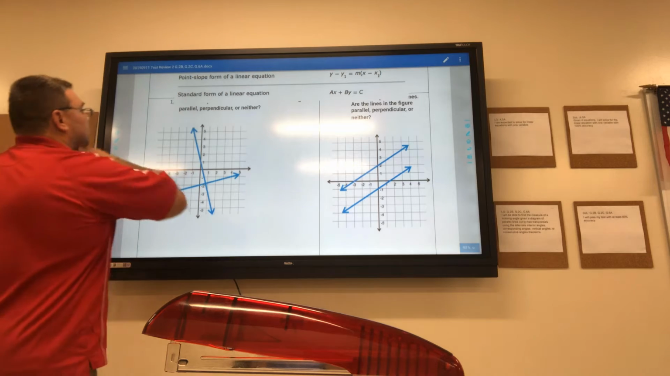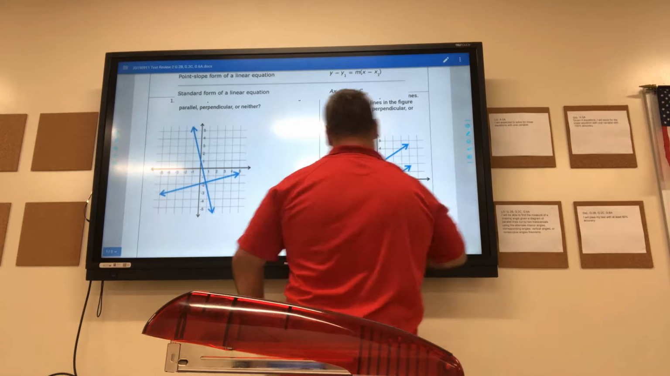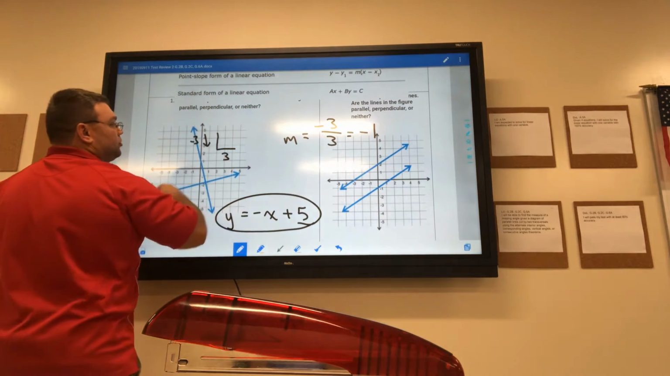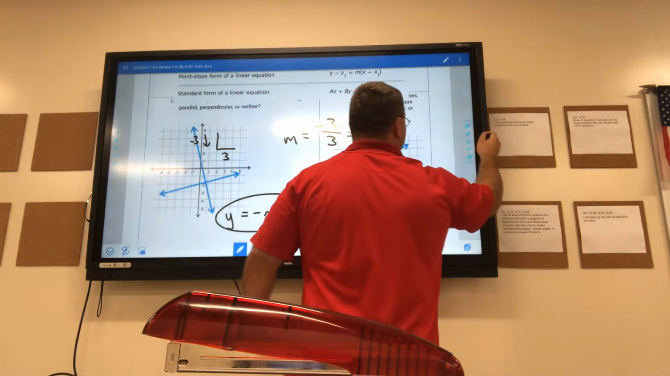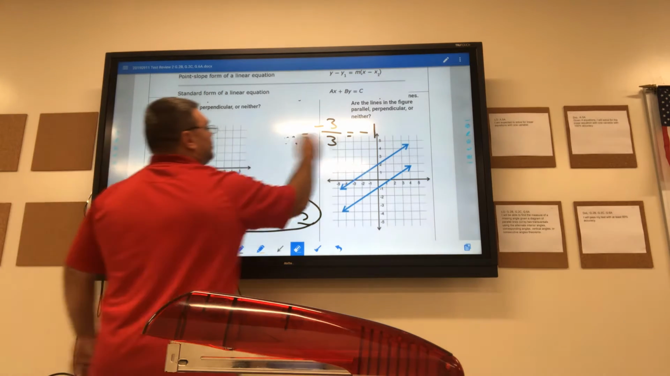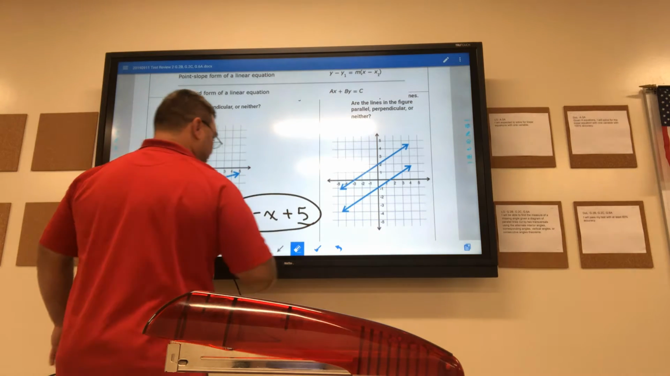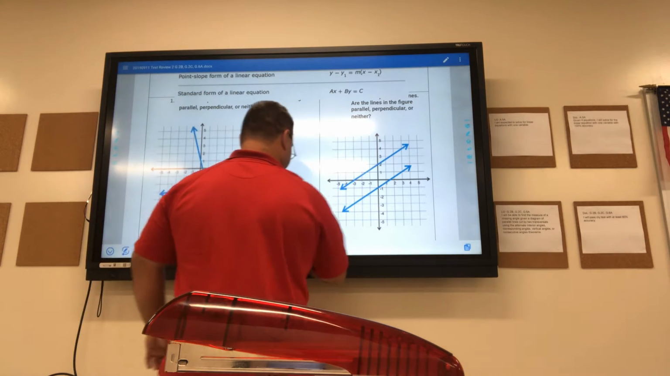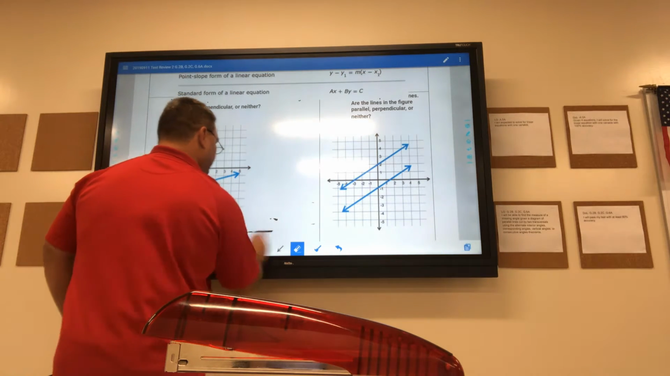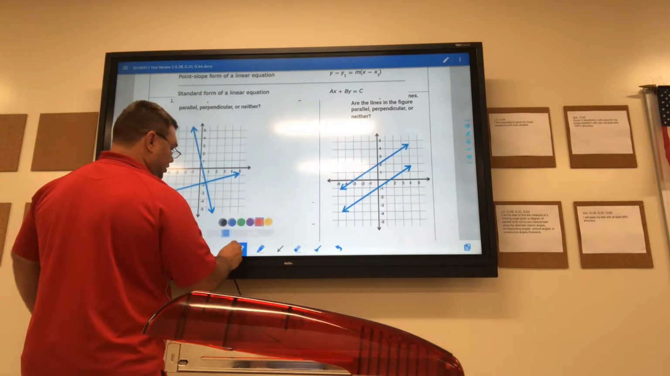Every time you see something like this, all you're going to do is find the slope of each one. From here, this is what I would do: find the slope of each one so I can tell if they're parallel, perpendicular, or neither.